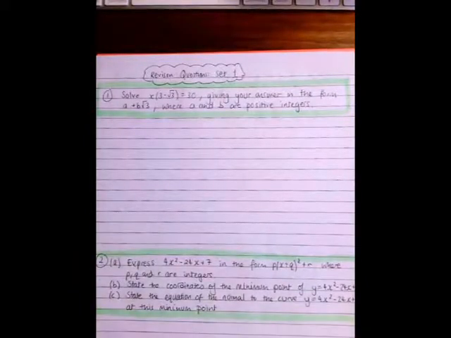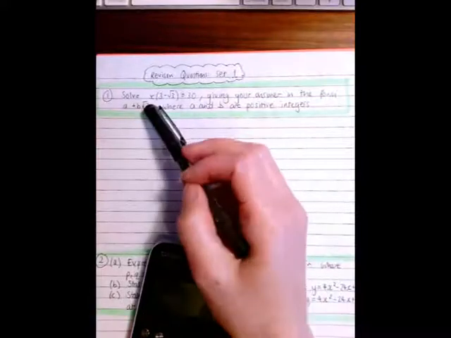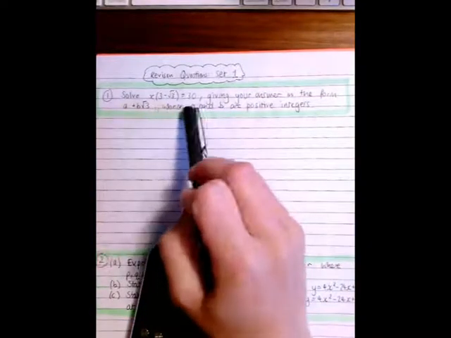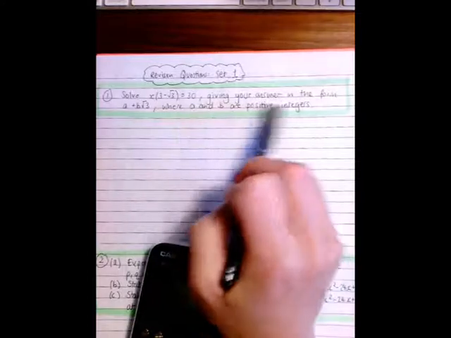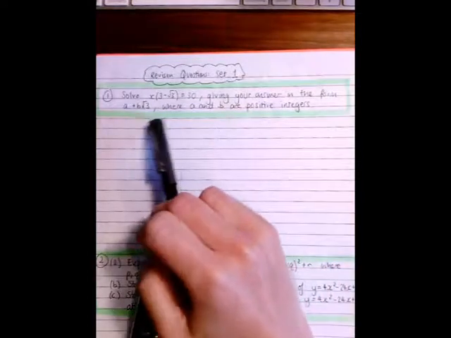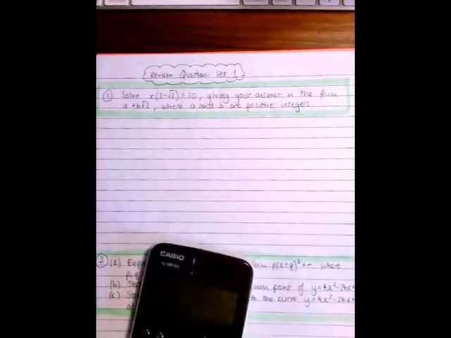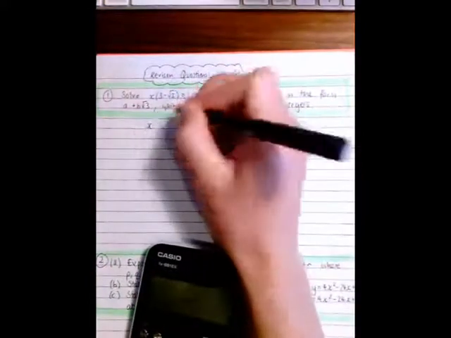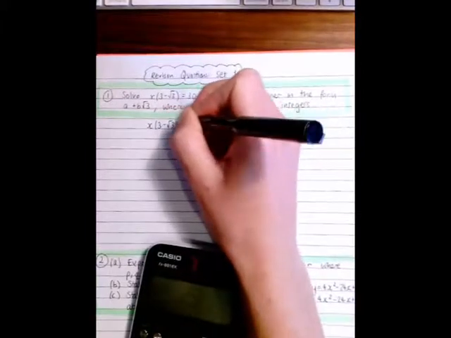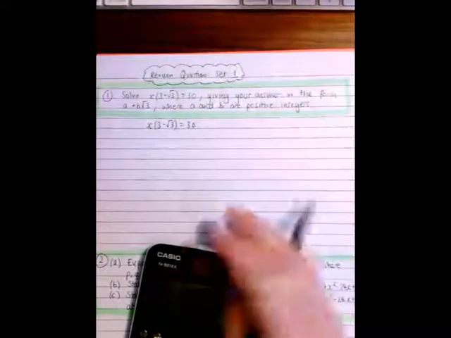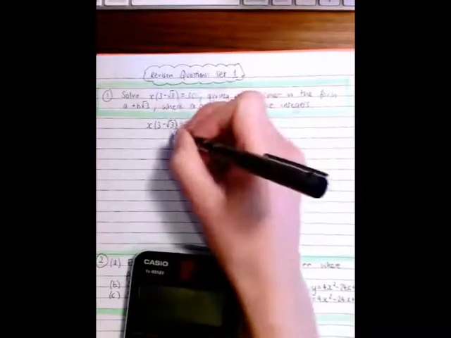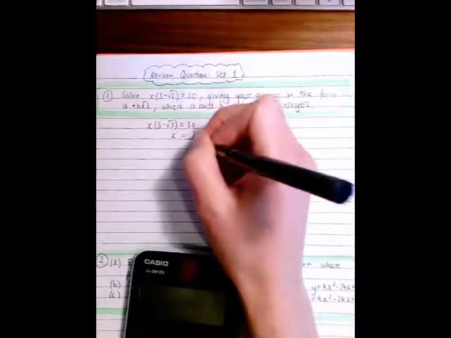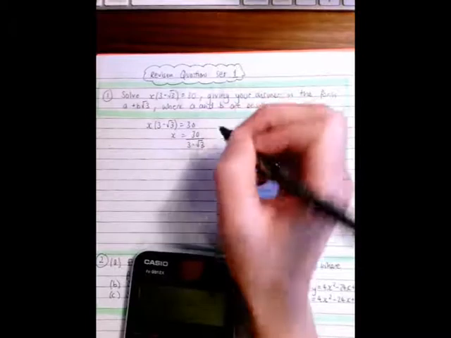Okay, so question 1 is a surds question and a solving equations question. So it says solve x times (3 minus root 3) equals 30, give your answer in the form a plus b root 3, where a and b are positive integers. So to solve for x on this one, what you want to do first is make sure you get x by itself. So I could divide on this side by 3 minus root 3.